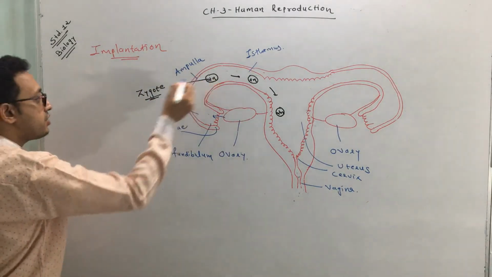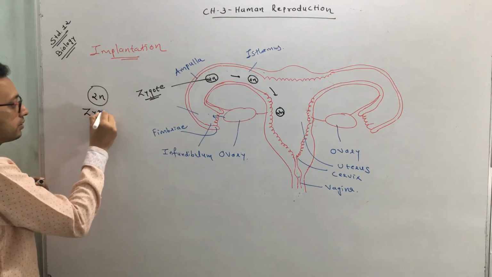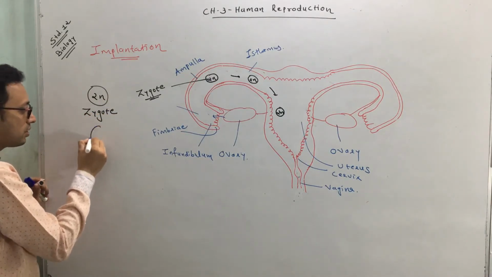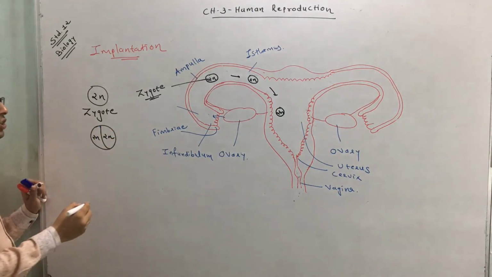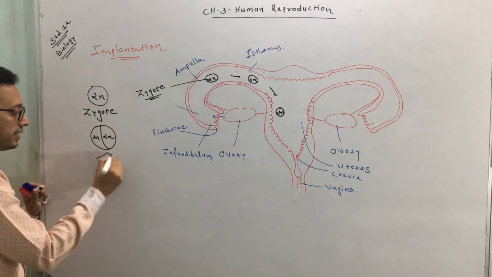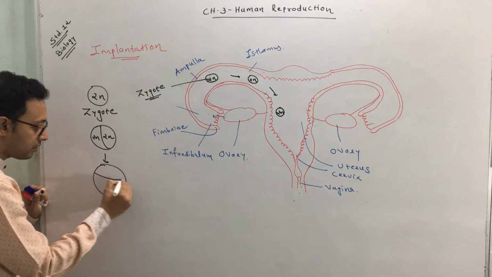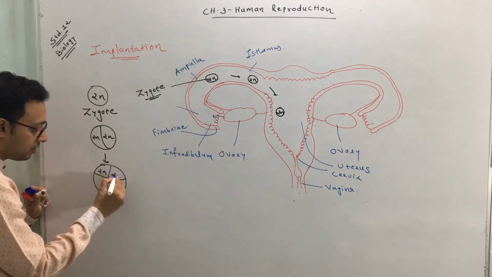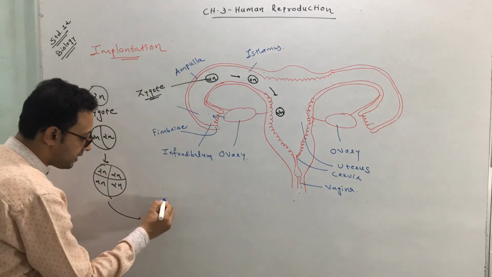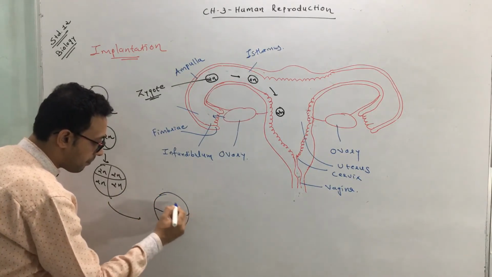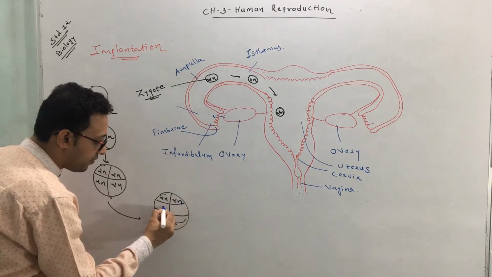How does it divide? Initially it's just one cell, 2n, which we call a zygote, and then it divides by mitosis and forms two cells, 1 and 2. Again it divides and forms 4 cells. Then again it divides and forms 8 cells. These are the 8 cells. This is a schematic diagram for easy understanding.